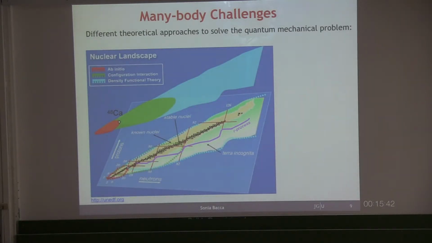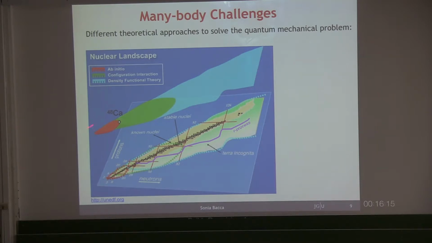So once you have this interaction from chiral effective field theory, you have to solve the many-body problem, which is your next challenge. Yeah. And what is shown here is a picture that shows again the chart of nuclides, with the stable nuclei in black underneath. And above this, shaded areas describe the three main methods to solve the many-body problem in nuclear physics.